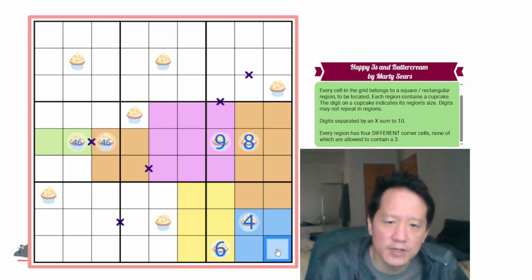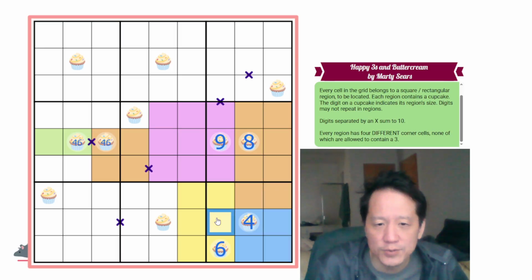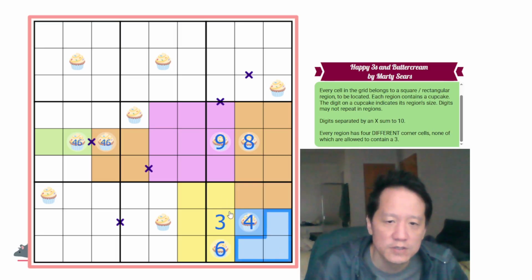3 cannot be in any of these corners. So 3 can't be here. 3 can't be here or here or here. Whereas the 3 in box 9, it has to be here, right? Because 3 cannot be a corner cell. And these are corner cells. This is a corner cell. All of these are corner cells. So this has to be a 3 here.